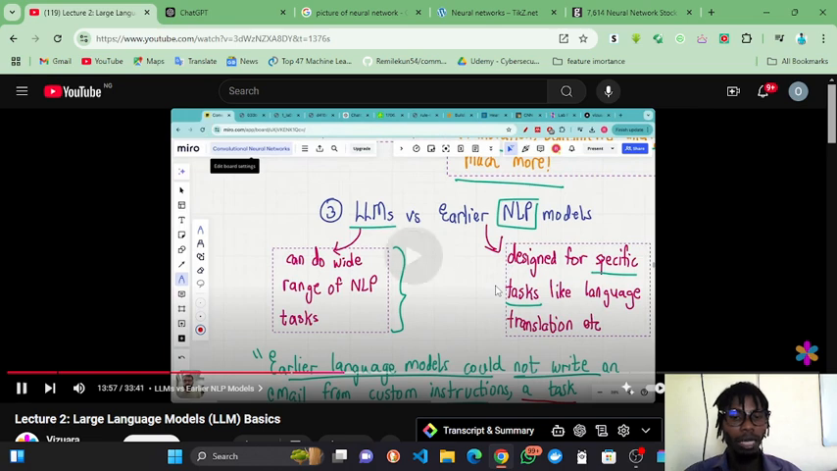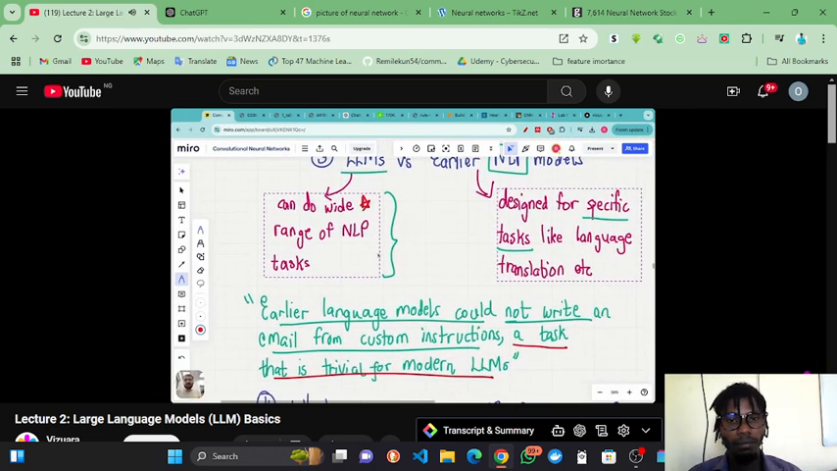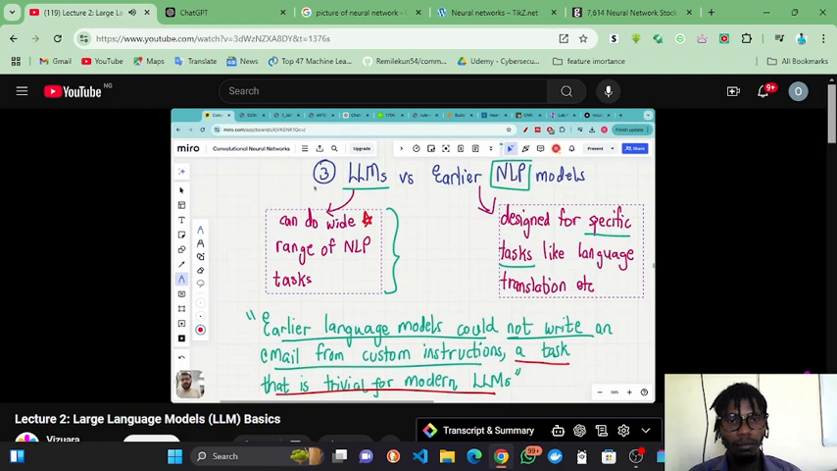So let's get back. They can do a wide range of generic tasks. And second, their applications are endless, much more than the earlier models. And that's why we are even having this playlist in the first place. So that's point number 3.